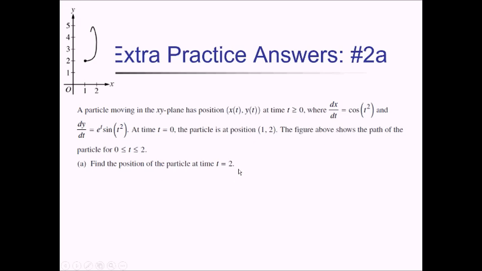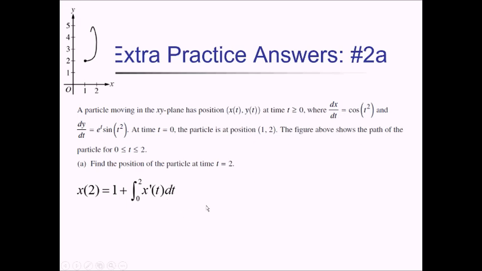We're looking for x of 2. That's going to be your initial x value at 0, which was 1, plus an integral from, let's see, we're going from 0 to 2 of, we'll say x prime of t dt, because x prime's already defined up here.